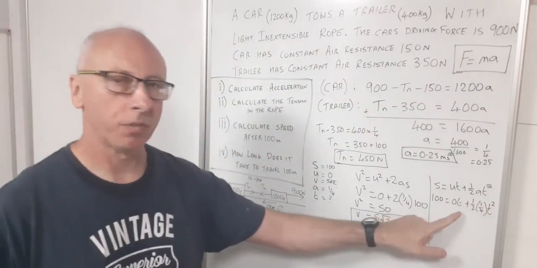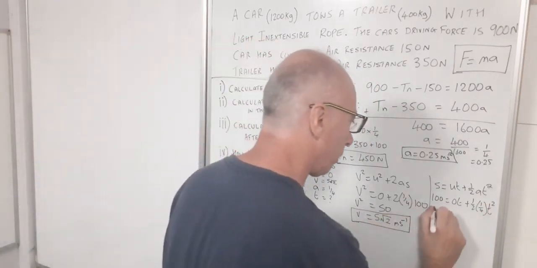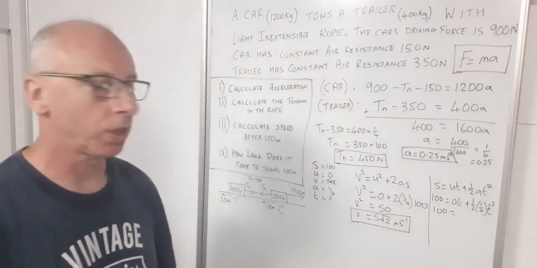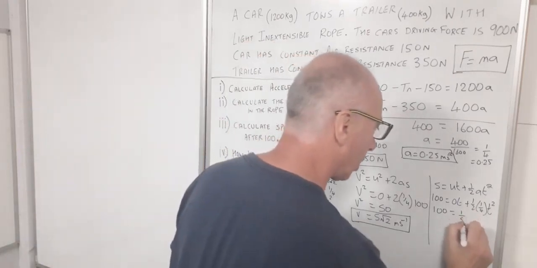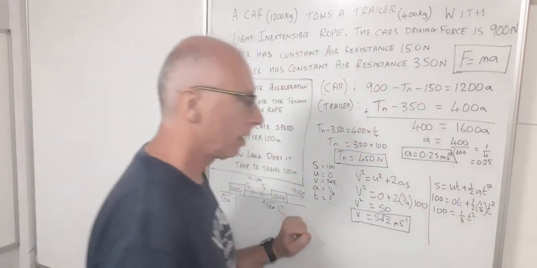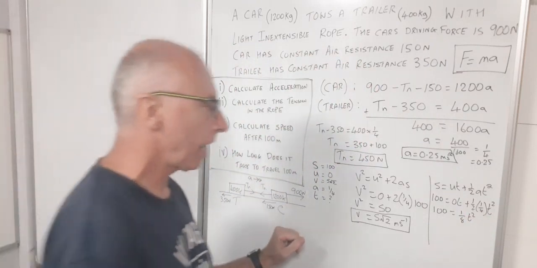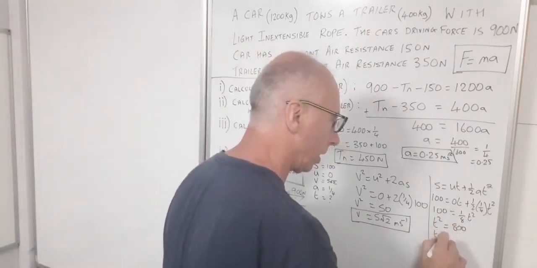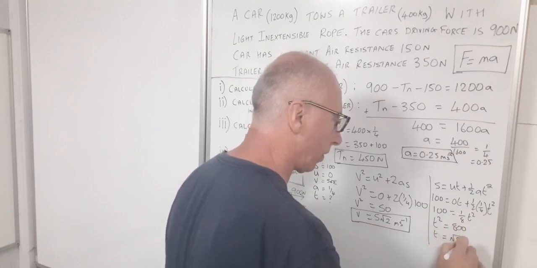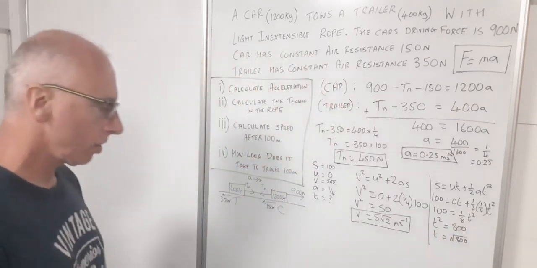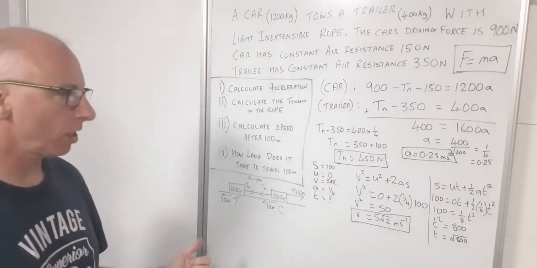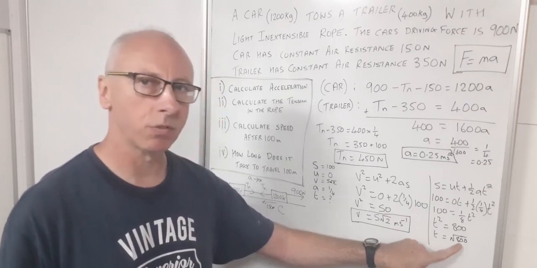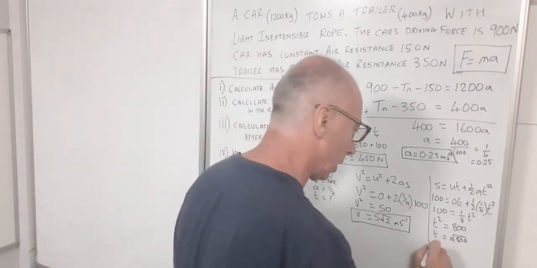Okay, so now we need to solve for t. So now let's just simplify this off. 100 equals 0 plus half times 1/4 is 1/8, and t squared. So now multiply both sides by 8. So I've got t squared equals 800. t equals square root of 800. And square root of 800, if I do that in surds, well I know 400 will go into 800, which is 20. Square root of 400 is 20. So I've got 20√2.